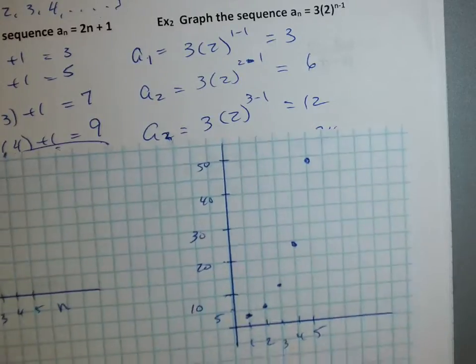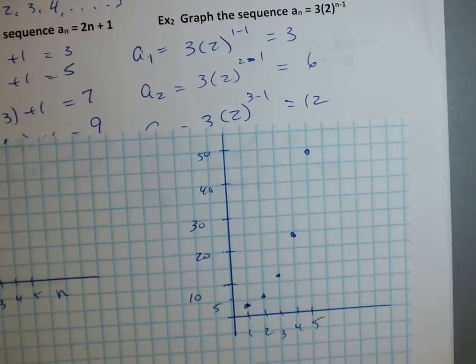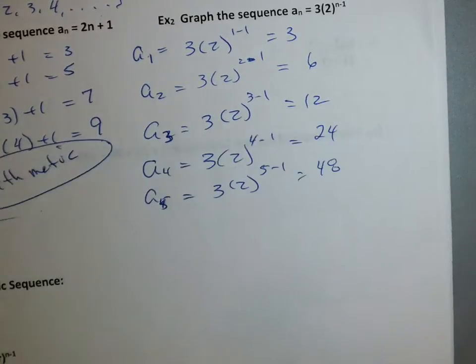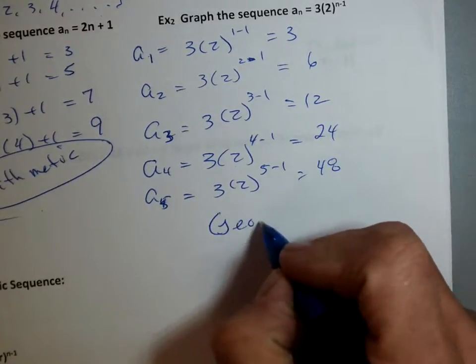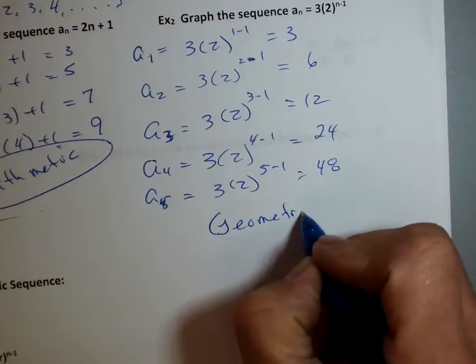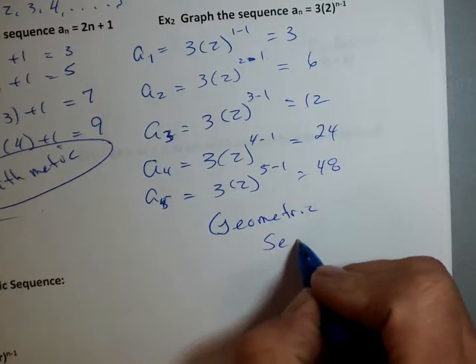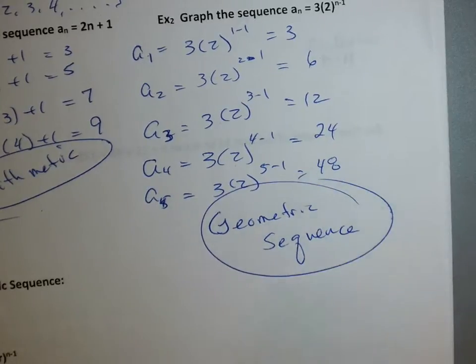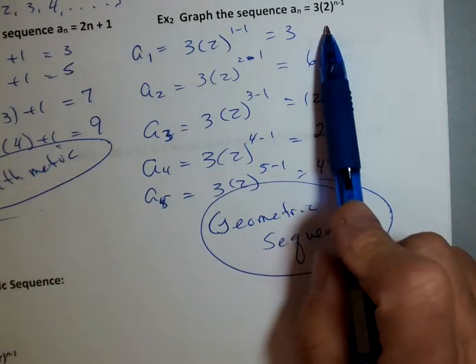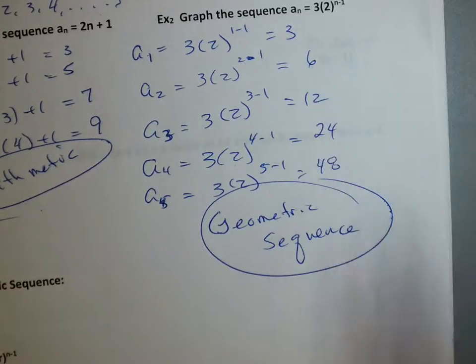So anyway, if I look at that, it looks curved, it looks exponential. Well, we call that geometric. So this one's definitely a geometric sequence, because it's being multiplied by 2, or by any number, over and over again to make that sequence.